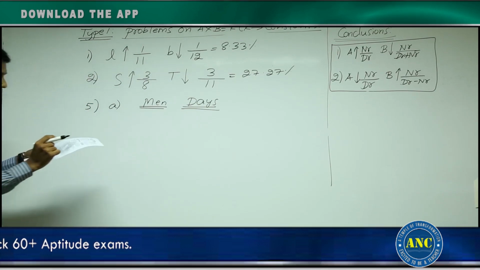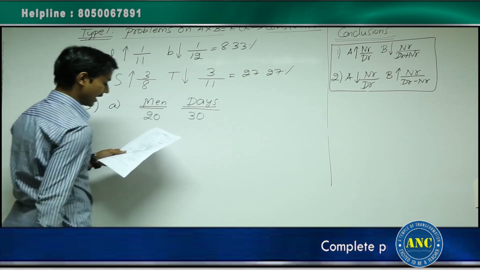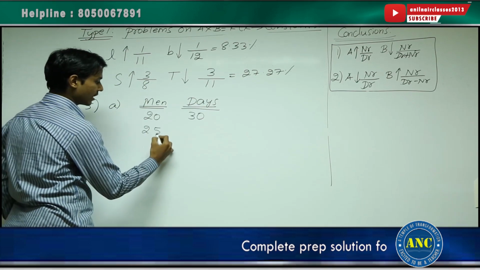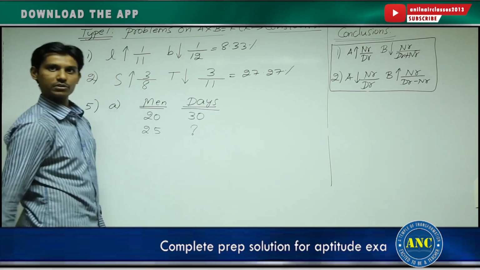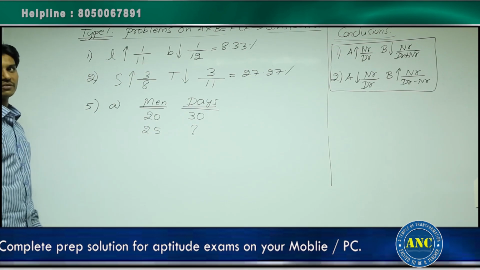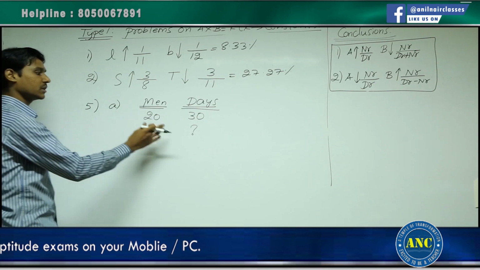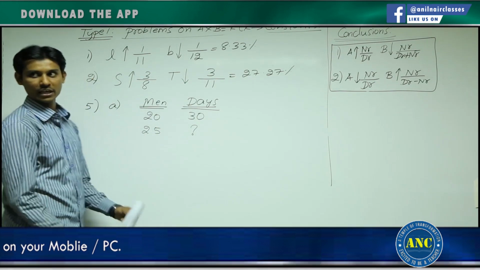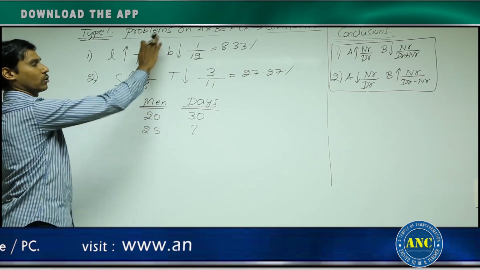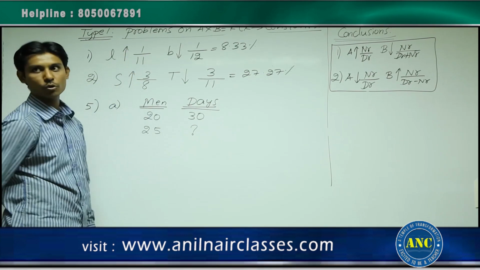See here. There are 20 men. 20 men will take 30 days to complete a task. 25 men will take how many days to complete the task? You will have the formula m1 d1 equal to m2 d2, all those things. That is one way of solving. There is some other approach which will be discussed in time and work. That is the second way. Let us solve using this approach because we are discussing the concept of a into b equal to k.